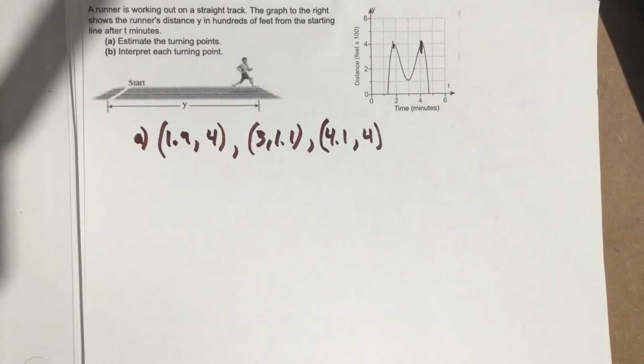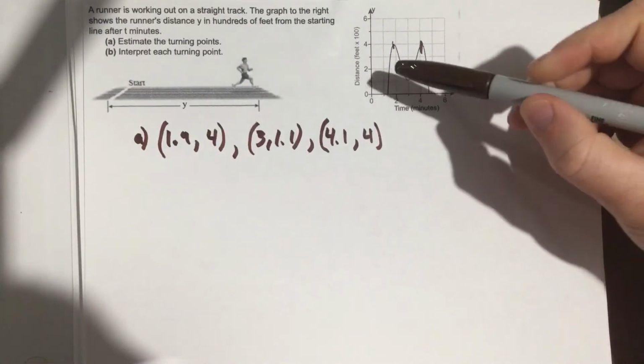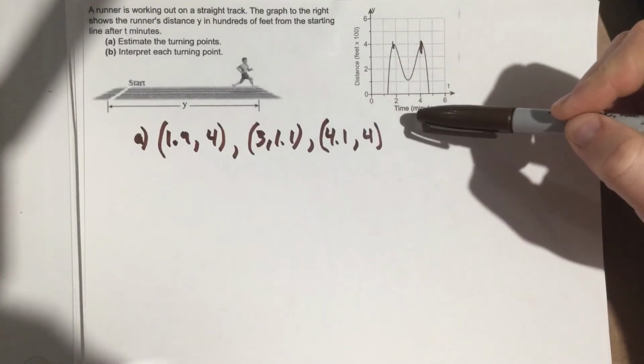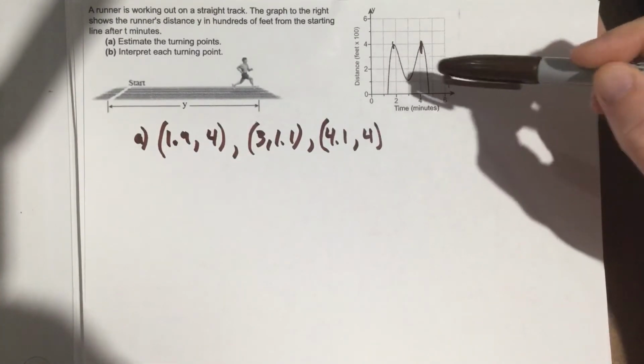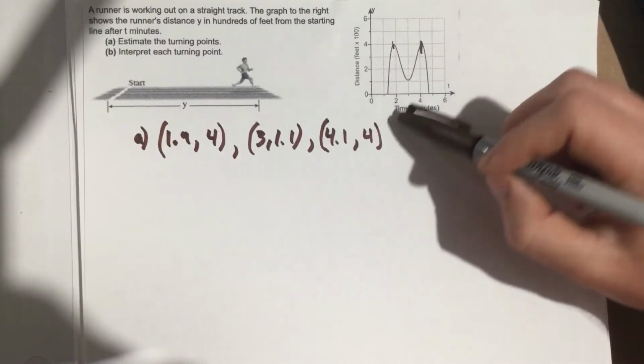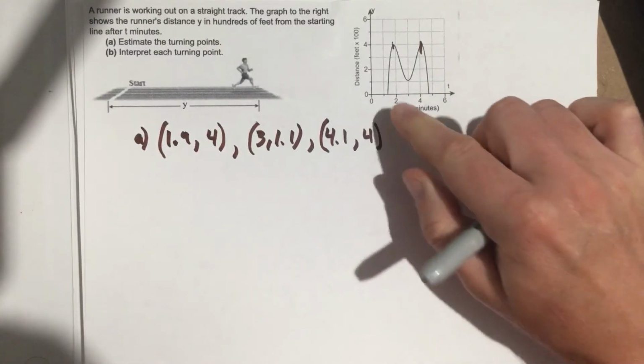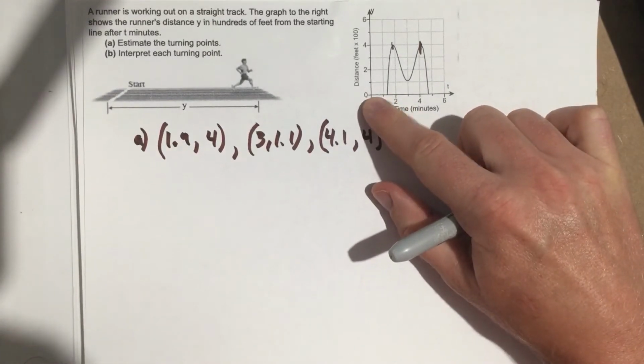So what do each of these turning points stand for? Well, we know that this graph represents the distance the runner is from the starting line, after a certain number of minutes. So right here it says that at like 1.1 minutes, he was actually at the starting line because he's 0 feet from the starting line.